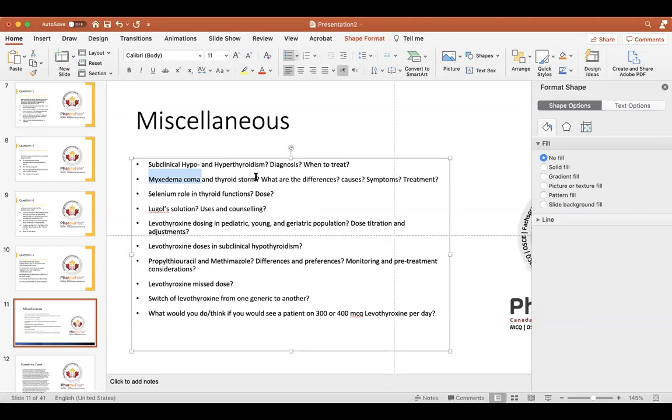Because in myxedema coma there is hypotension and decreased level of consciousness. Even if he can swallow, I give IV because it's a medical emergency. So you don't want to give the oral, correct? No. I give a high dose of levothyroxine IV initially.